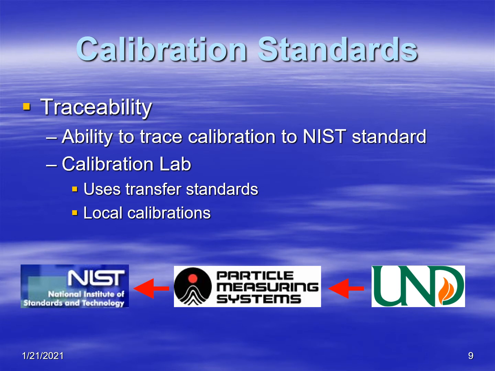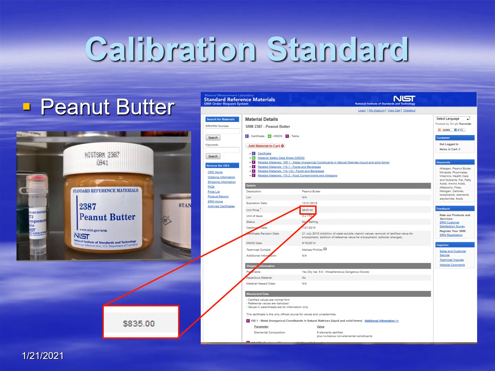When you have this cascade from a national standard like that international kilogram down to your local bathroom scale, we call that traceability. In other words, you should be able to trace the calibration of your instrument back to the national standard, whether it be weight or seconds or whatever. So there should be some sort of traceability so that you can see that your instrument corresponds to a national standard at a laboratory. An example of this is peanut butter, believe it or not.